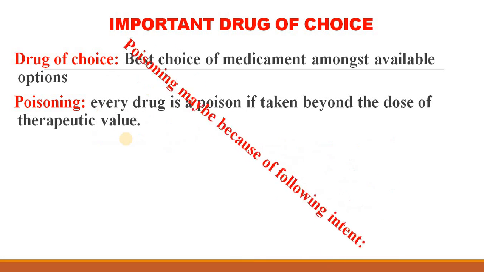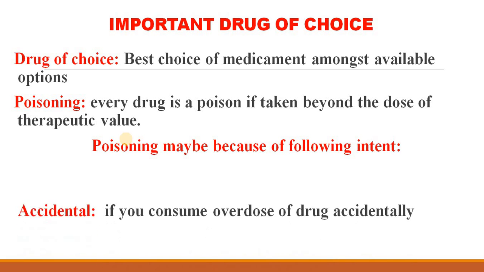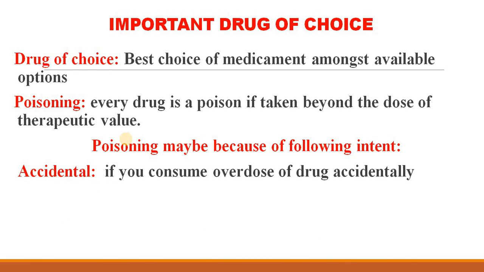So why is there poisoning, you must understand it. Poisoning may be because of the following intents. What are the intents? Poisoning may be accidental.